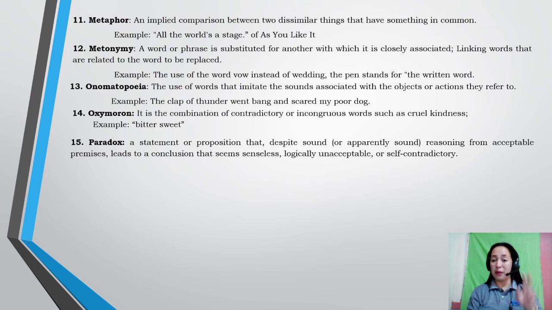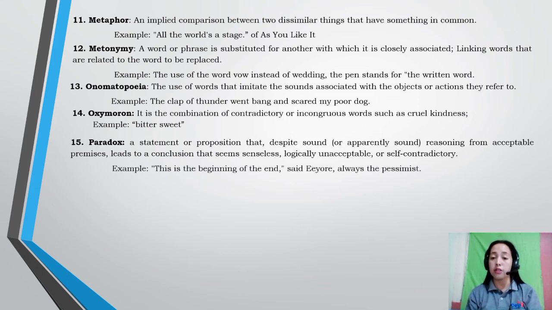Next, paradox. They come one after the other, and I'm glad they do, because we will see the difference between oxymoron and paradox. Paradox is a statement or proposition that, despite sound or apparently sound reasoning from acceptable premises, leads to a conclusion that seems senseless or logically unacceptable or self-contradictory.